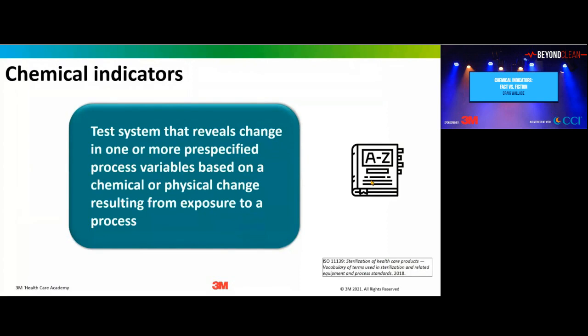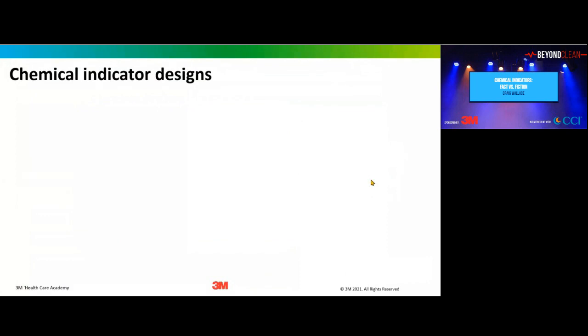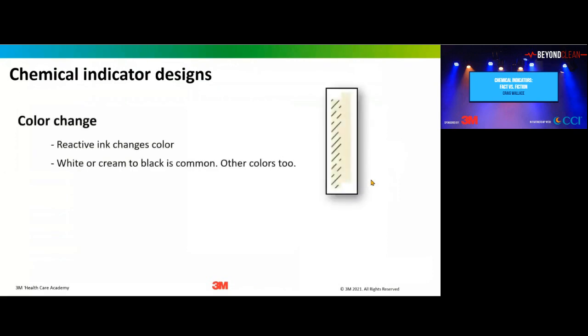Chemical indicator designs. Well, there's two basic kinds, if you think about it. One is a color change. These types of indicators will have an ink that is reactive, that is, it will react with some element of the sterilization process, and it will change color. White or cream to black is very common, but there are many other colors under the rainbow from different companies and different processes and indicators. But the basic thing is color one going to color two after exposure to the process.